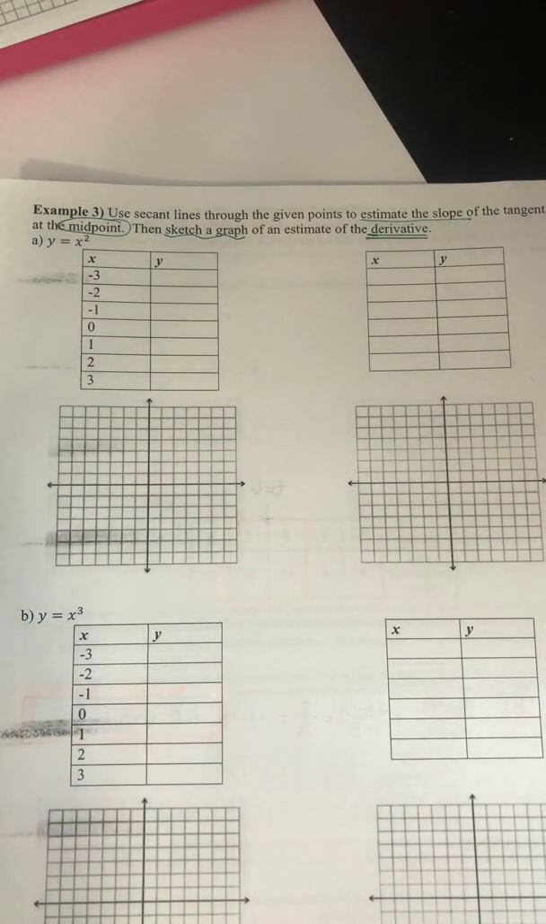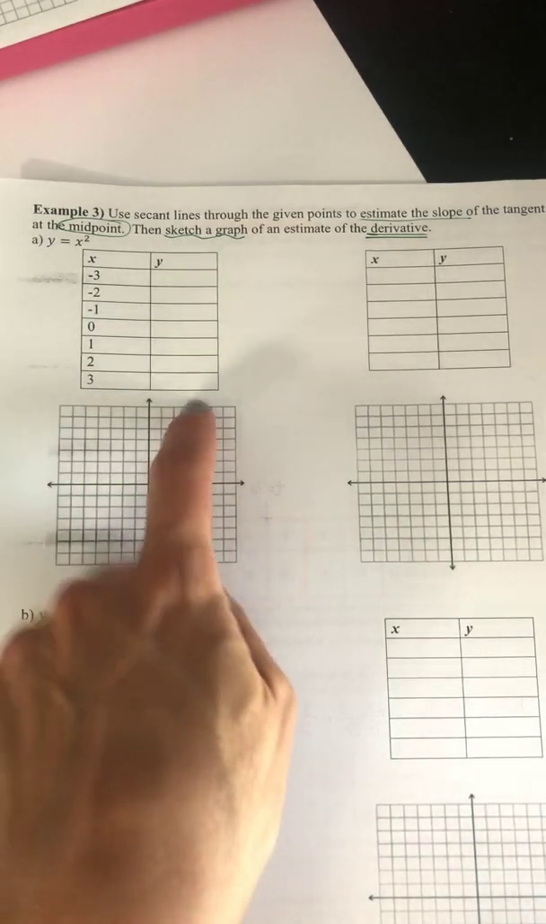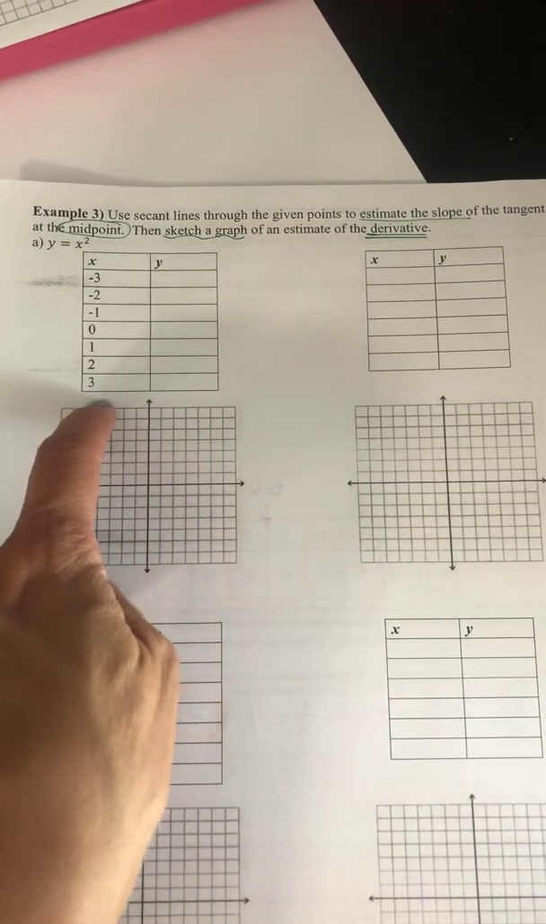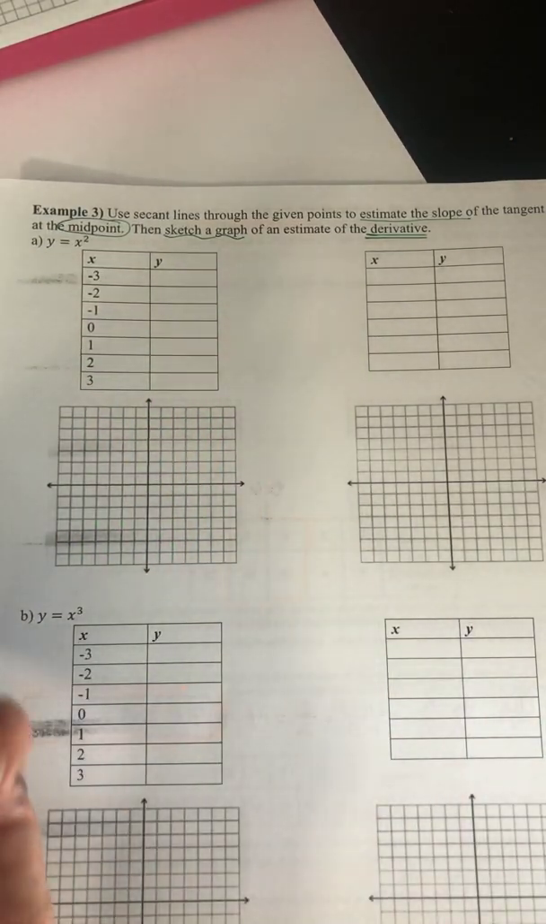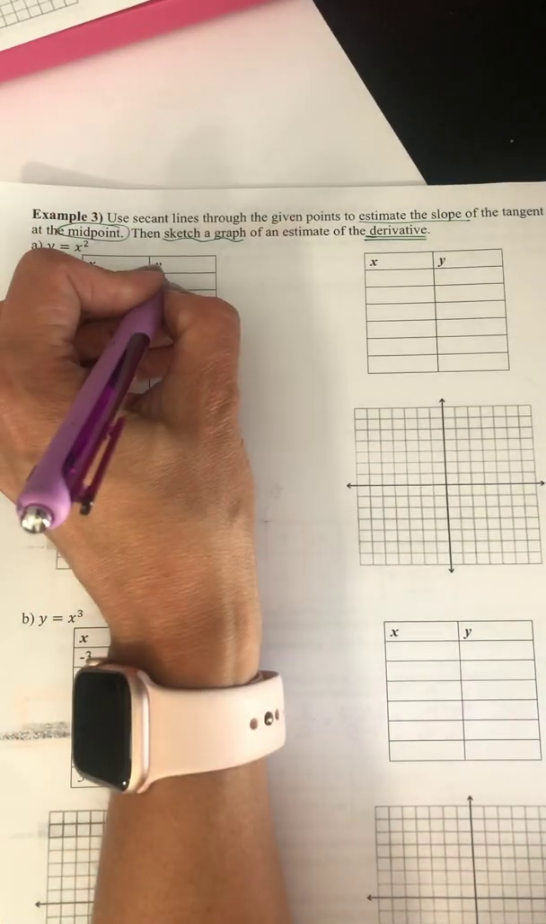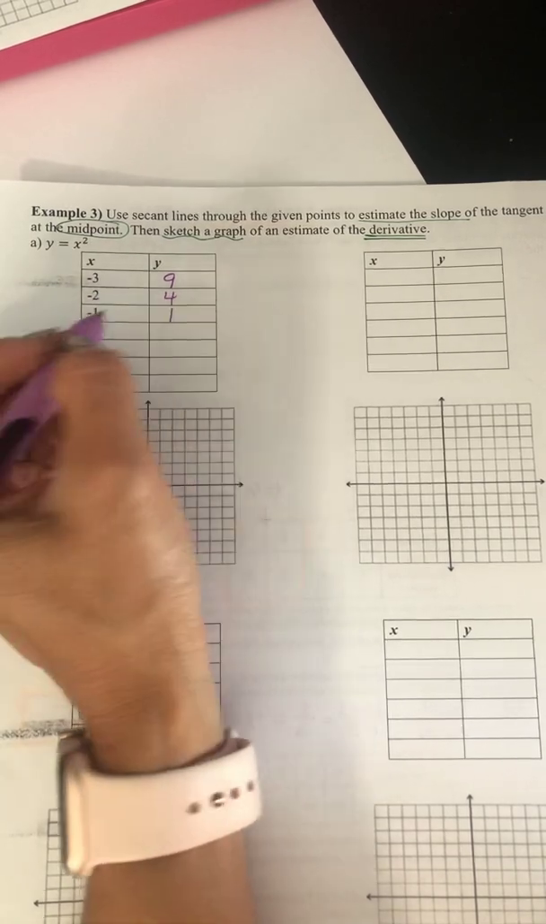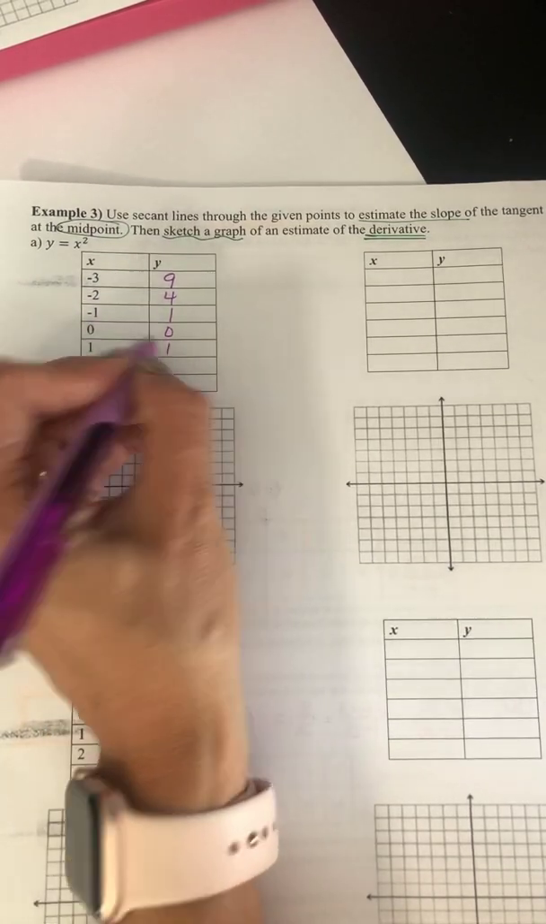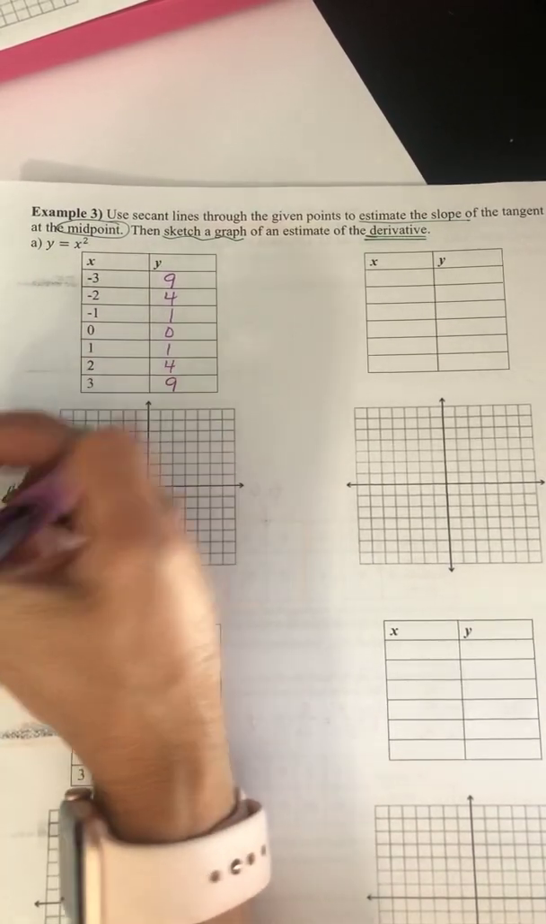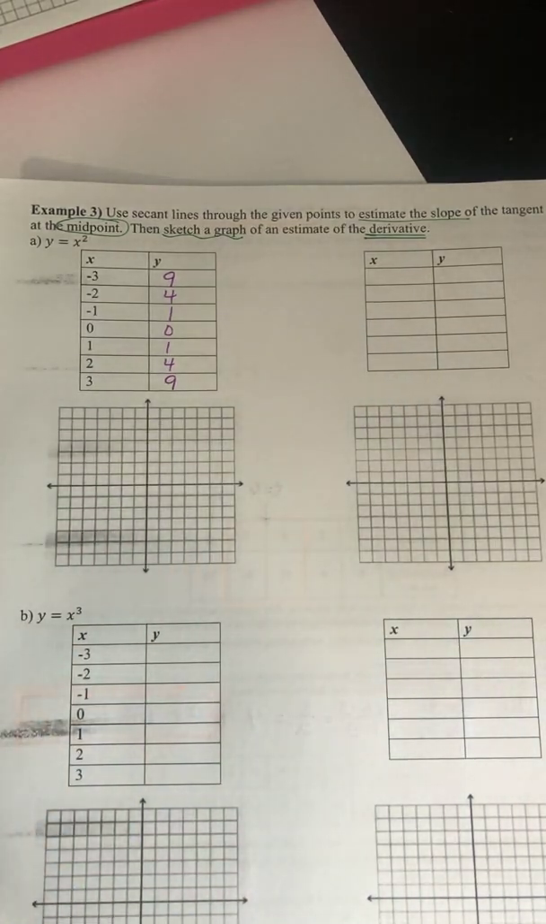Okay, so we have y equals x squared. That is our original function. So to find the y values, all we have to do is plug in these x values. So let's go ahead and do that. So when we plug in -3, squared is 9, -2 squared is 4, -1 squared is 1, 0 squared is 0, 1, 4, 9, because it's a parabola, it's parent function.